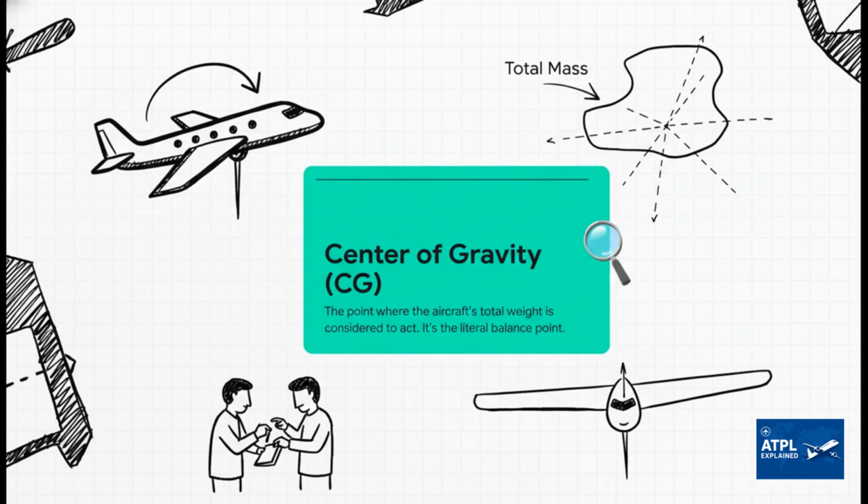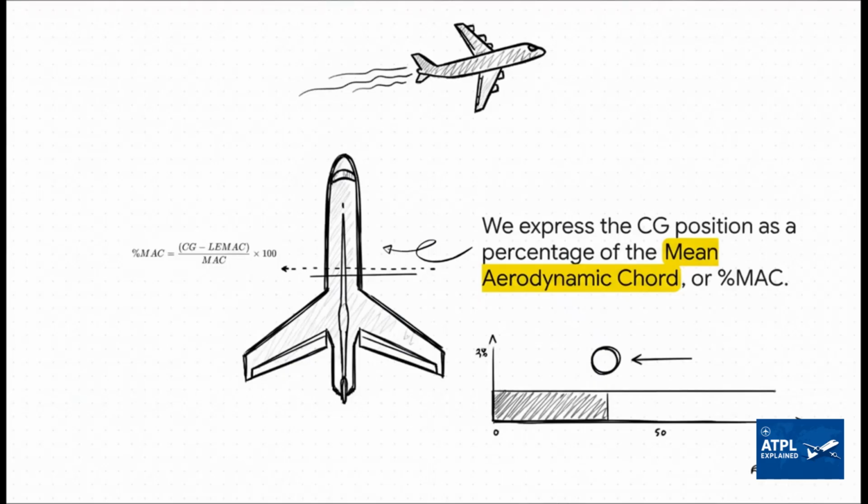So now that we know our mass, we've got to find its sweet spot, the center of gravity, or CG. Just try to picture the entire aircraft perfectly balanced on a single point. That's your CG. And getting its location just right is the difference between a nice, stable flight and, well, a potential disaster. Now, instead of talking about the CG in feet or meters, we use something a little more elegant, the mean aerodynamic chord, or percent MAC. I know it sounds complex, but it's really just a clever way of standardizing the balance point relative to the wing. You can just think of it as the safe zone for your CG. And for most jets, that's going to be somewhere between 20 and 40%.